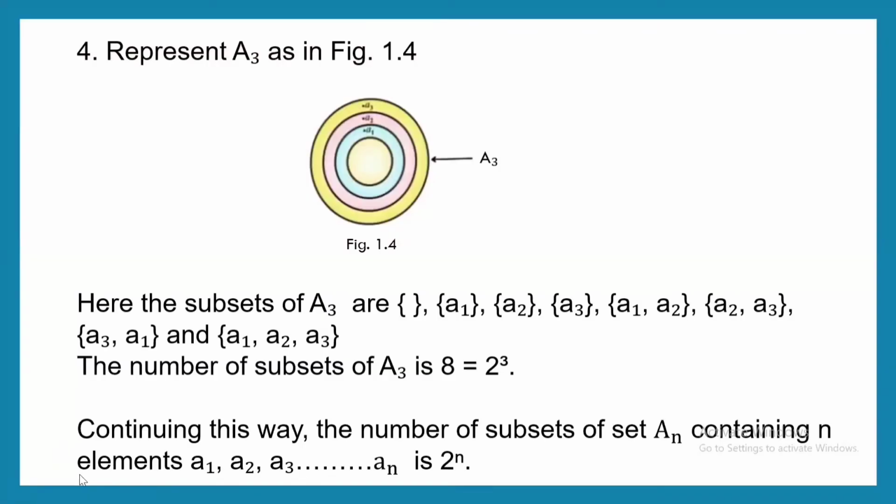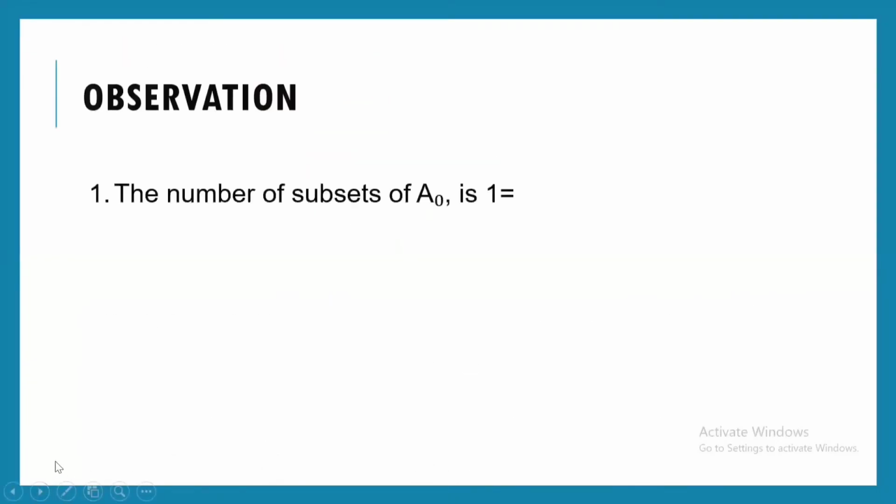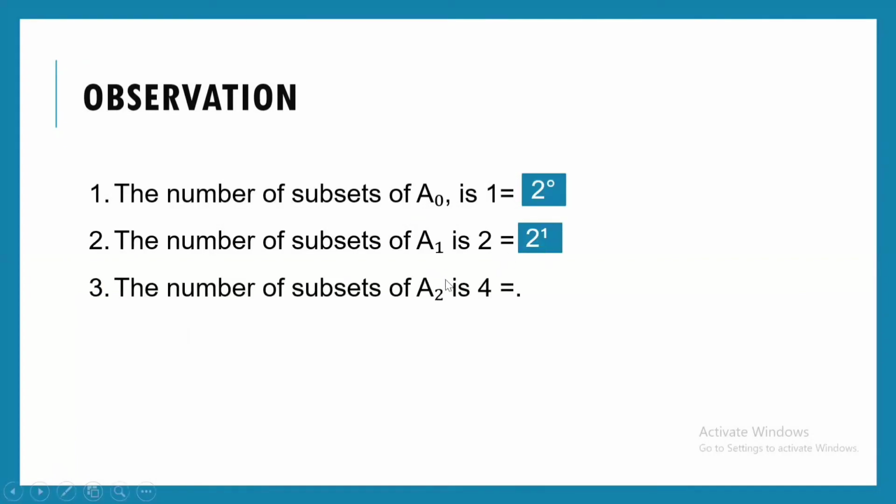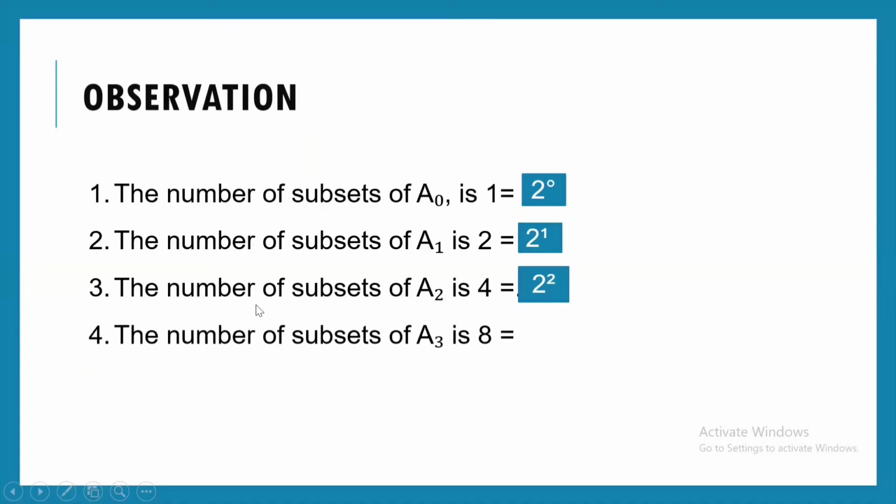Let us just jot down our observations. The number of subsets of A0 is 1, and 1 is what? It is 2 raised to the power of 0. The number of subsets of A1 was 2, and that is equal to 2 raised to the power of 1. The number of subsets of A2, which had 2 elements, is 4, which is 2 square. The number of subsets of A3, which had 3 elements, is 8, which is 2 cube.